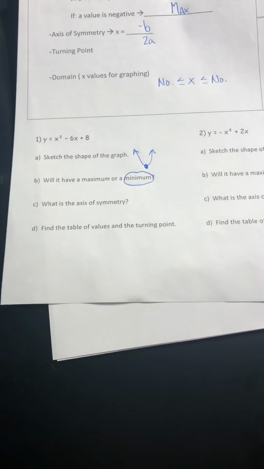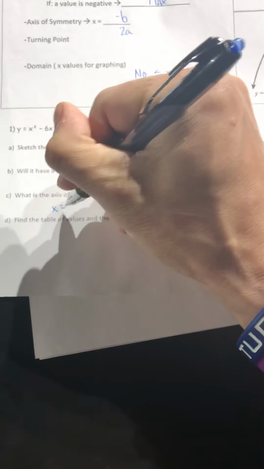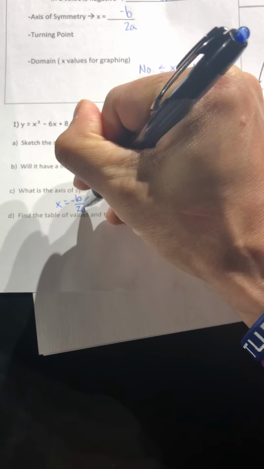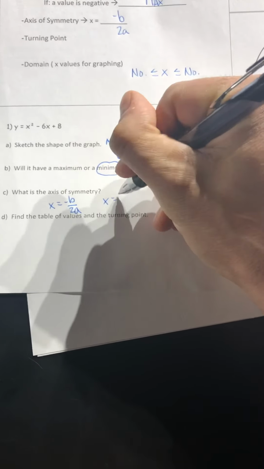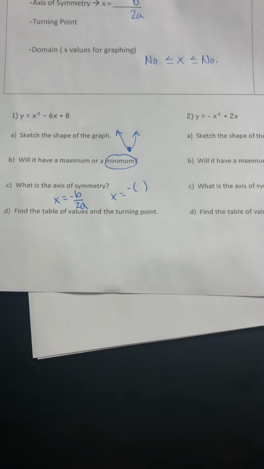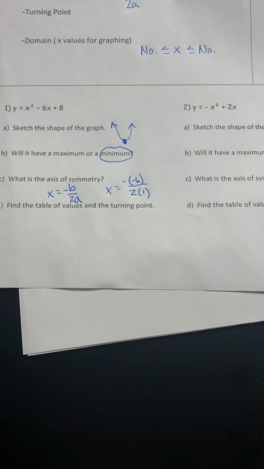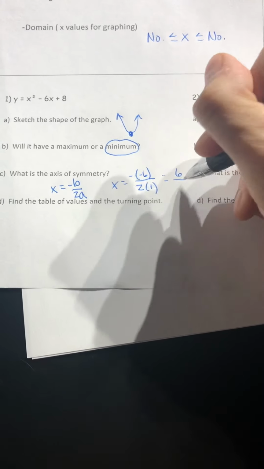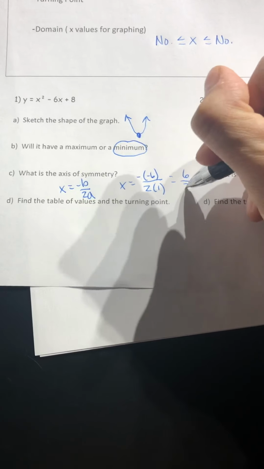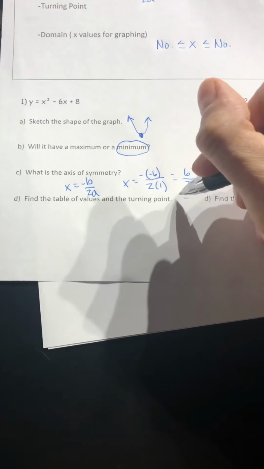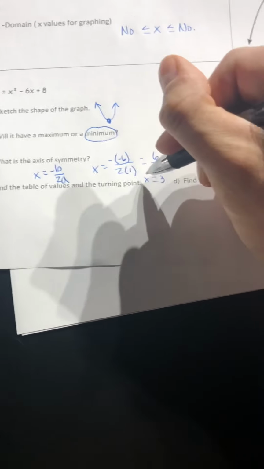And what is the axis of symmetry? Well, for the axis of symmetry, we're going to use this formula: x is equal to negative b all over 2a. So we have x is equal to negative the b value, which is the number attached to x, which is negative 6, all over 2 times a, which is 1. So we're going to simplify that. Negative of a negative 6 is positive 6, all over 2 times 1, which is 2. Therefore, our axis of symmetry for this one would be x is equal to 3.